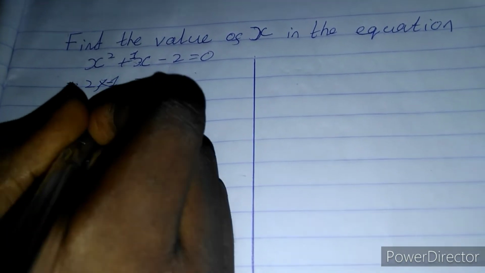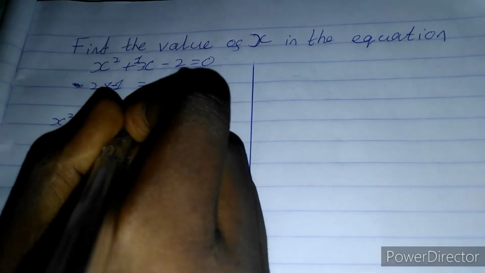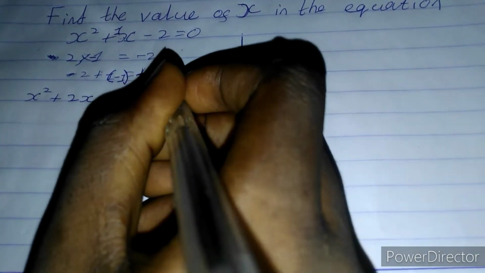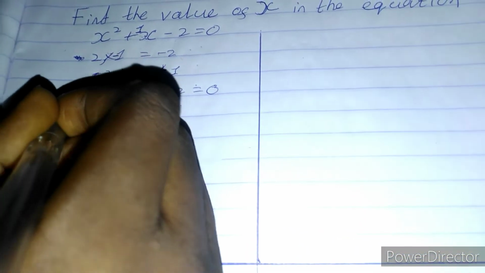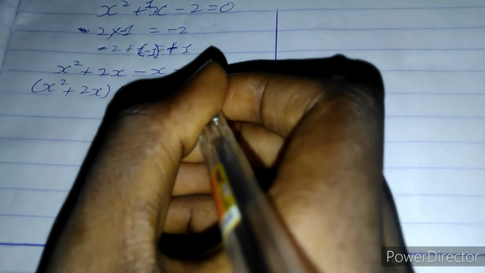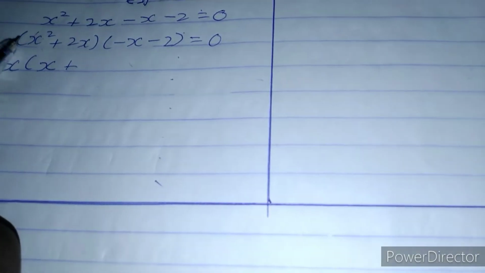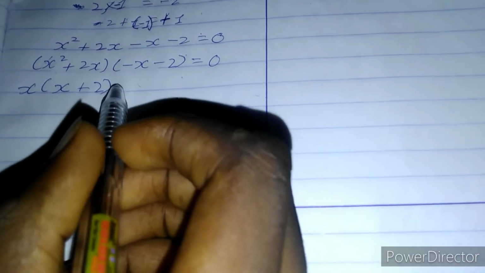X squared plus 2x minus x minus 2 equals 0. So we have this. Let's group. X is common here. We bring it out. X in x squared, x. X in 2x, that's 2. Then what is common here? We have minus 1 to be common here. Minus 1.